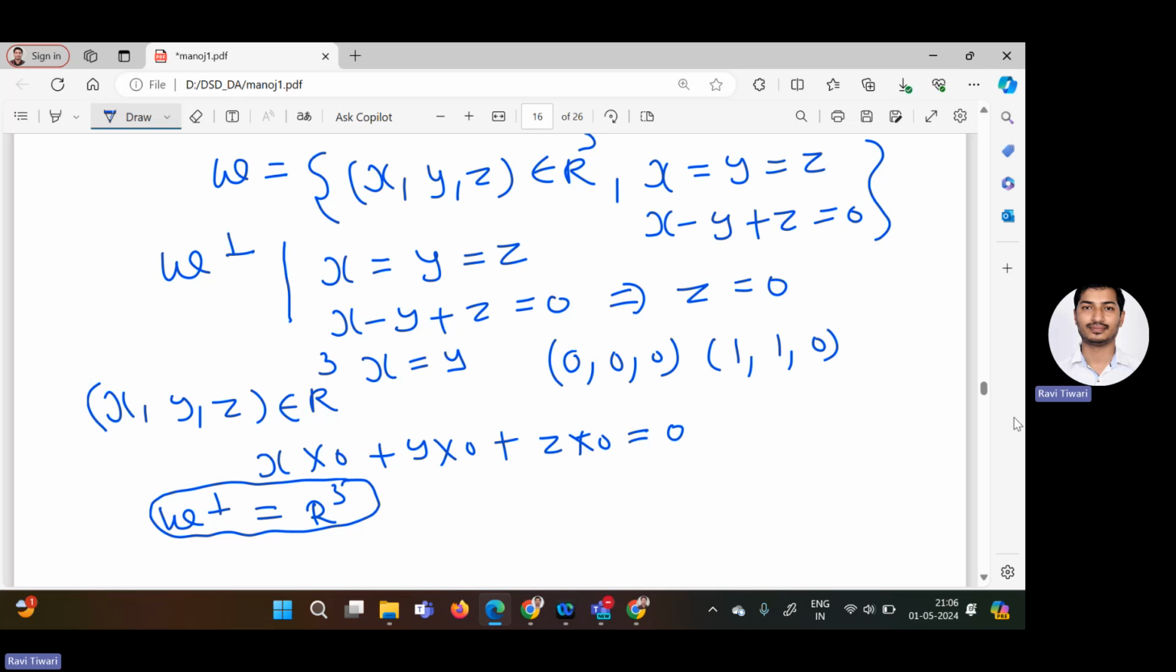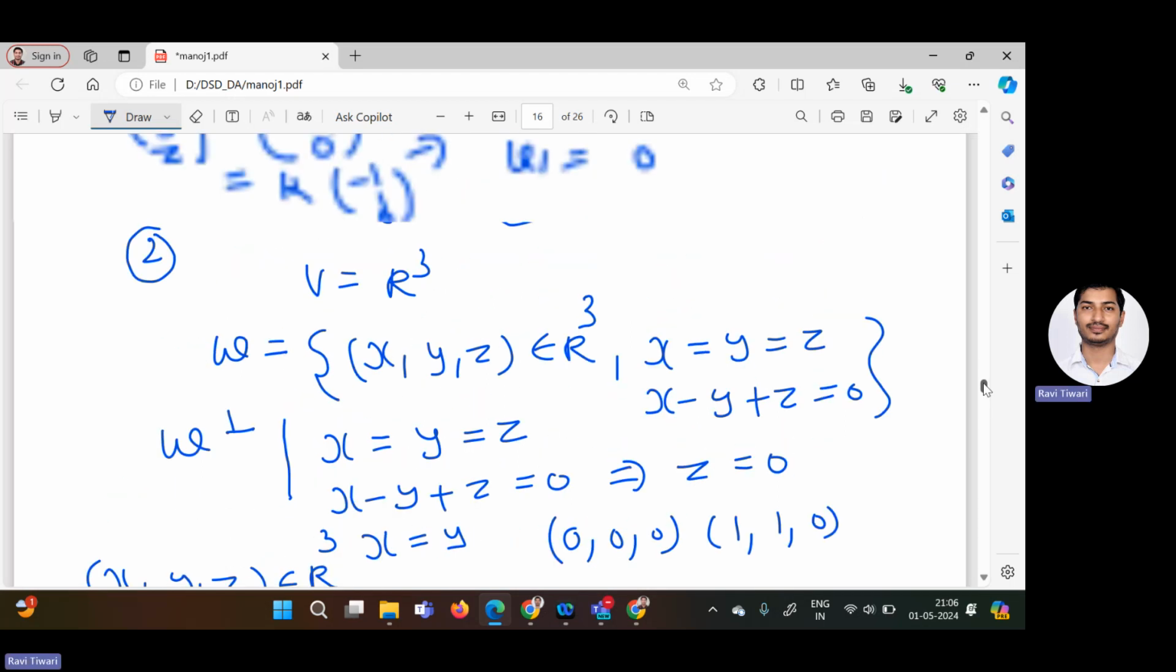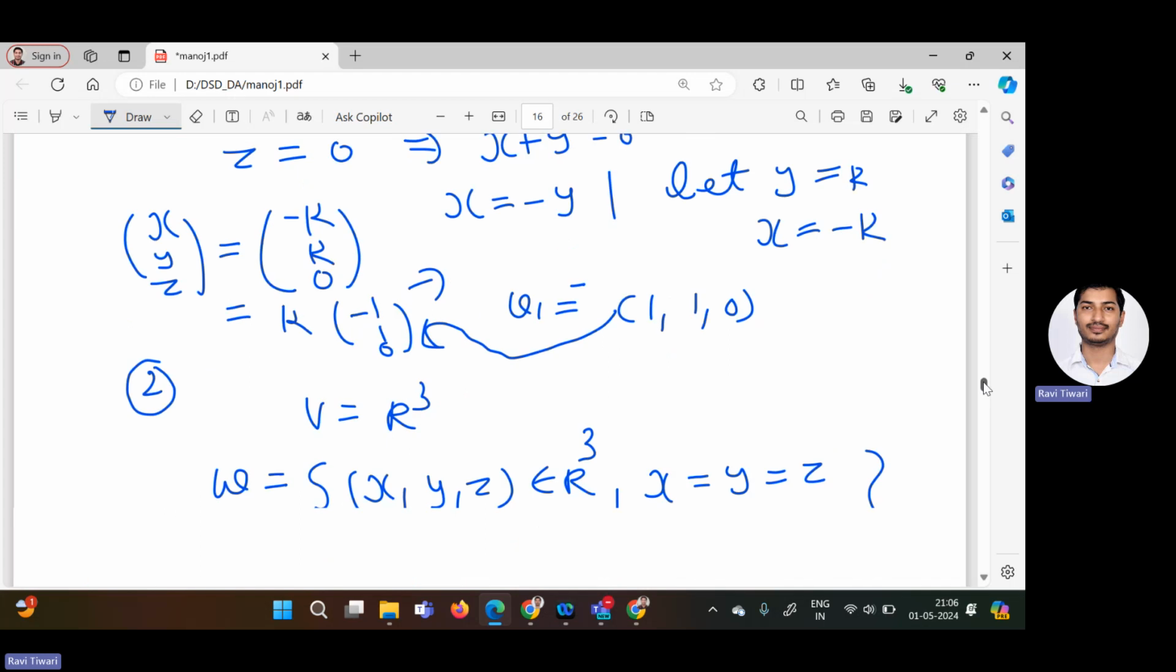So now this topic is completed: inner product space, Gram-Schmidt orthogonalization process, matrix representation, and how to calculate the column space and null space, and the orthogonal basis for column space, null space and row space. This also you can calculate. If you have any doubt or query, you can share your question, and thanks for watching.